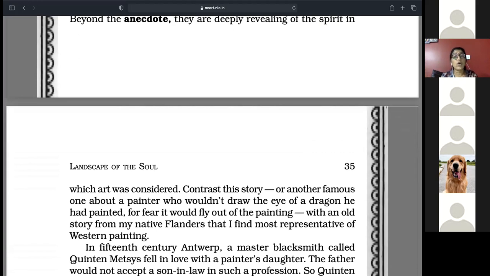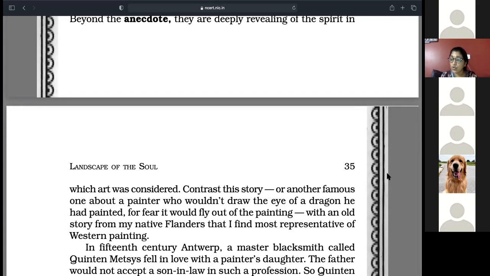Contrast to the story of another famous one about a painter who wouldn't draw the eye of a dragon he had painted, for fear it would fly out of the painting. यहाँ पर again it is alliteration, for fear fly. With an old story from my native Flanders that I find most representative of Western painting.